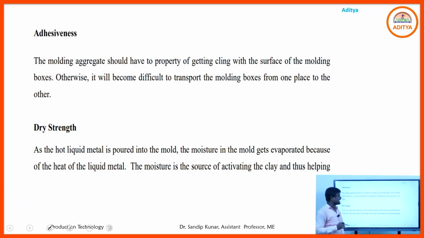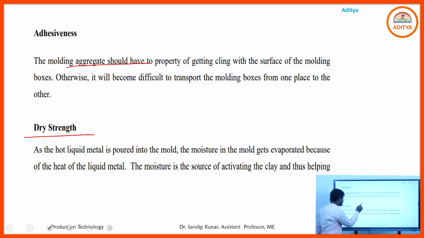What is adhesiveness? Adhesiveness means the attraction of different particles. Here the molding aggregate should have the property of clinging to the surface of the molding, means molding sand attracts to the molding boxes. Here the particles are of different parts, not the same parts, so that is called adhesiveness. Cohesiveness means attraction of the same particles. So that acts as a cohesiveness property.